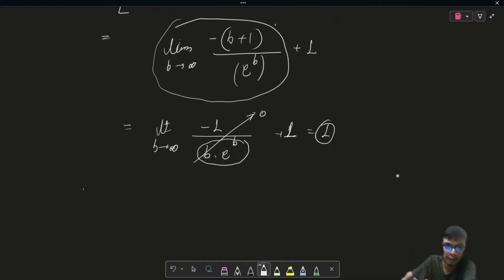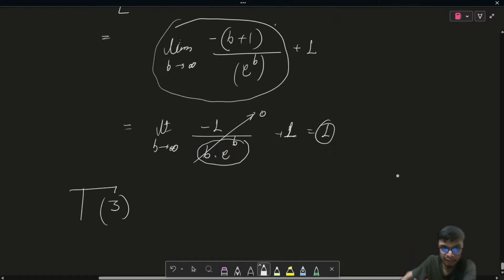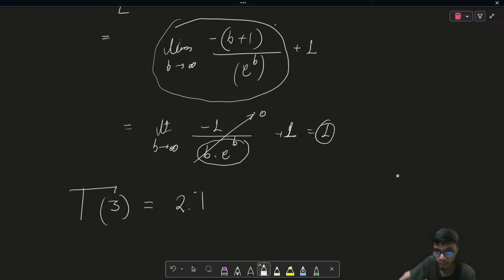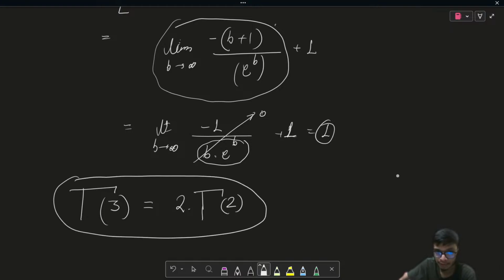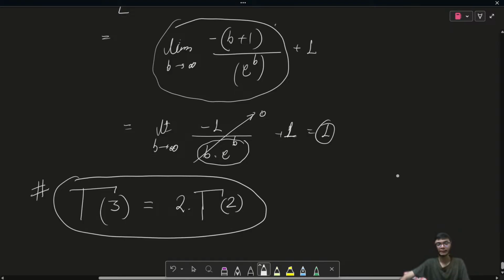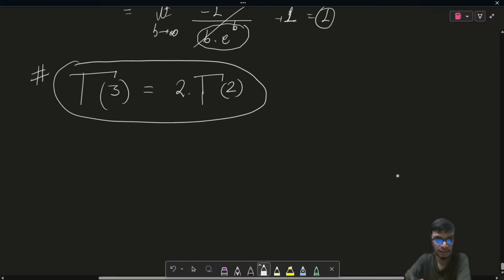Therefore, when you try to find out gamma of 3, you will see that this result is going to be equal to 2 into gamma of 2. Please try to solve it on your own and check it. So you will find out that gamma of 3 will be equal to 2 times gamma of 2. That brings us to some of the important properties.